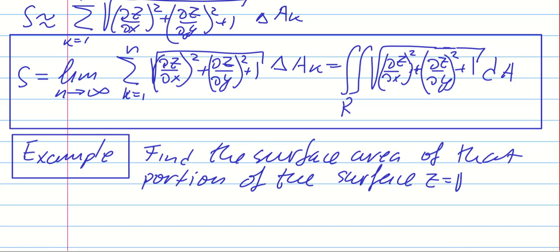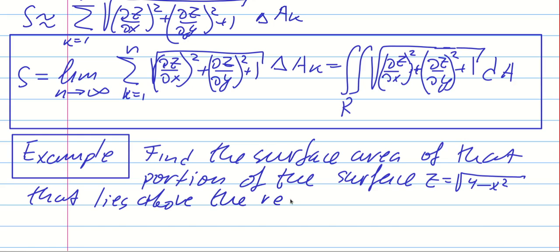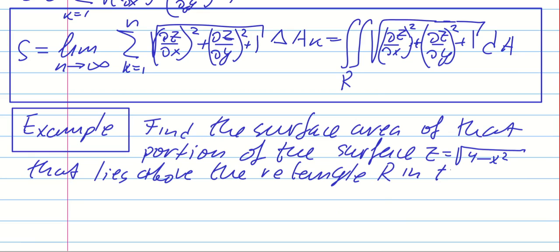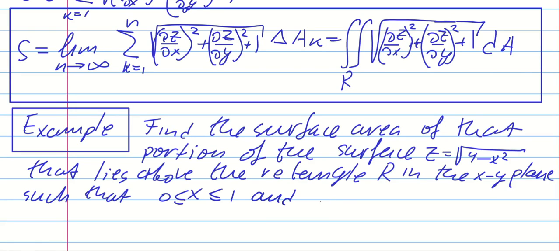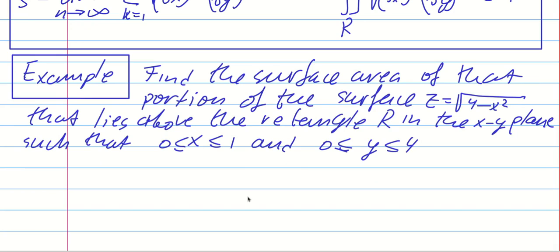z equals the square root of 4 minus x squared that lies above the rectangle R in the xy plane such that 0 is less than or equal to x is less than or equal to 1, and 0 is less than or equal to y is less than or equal to 4. All right, so we have a rectangle for x between 0 and 1.